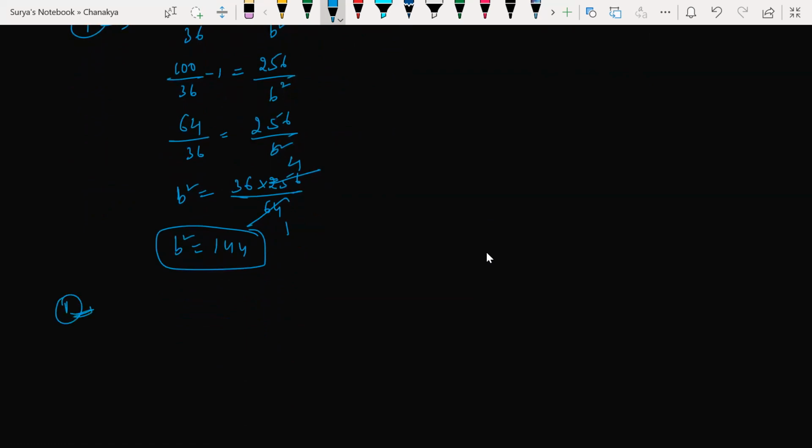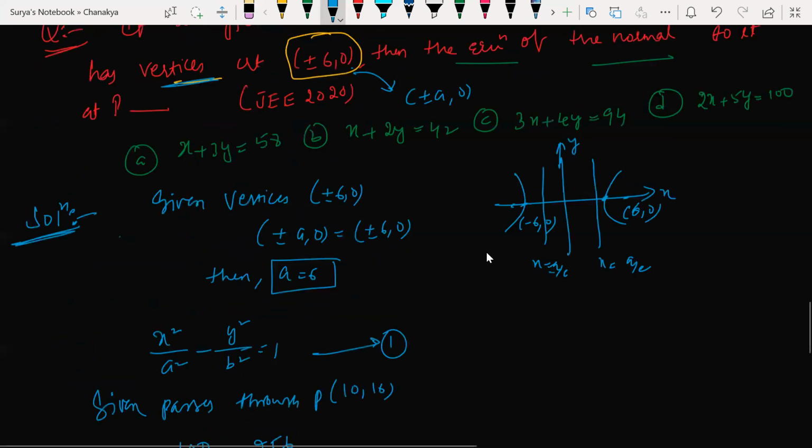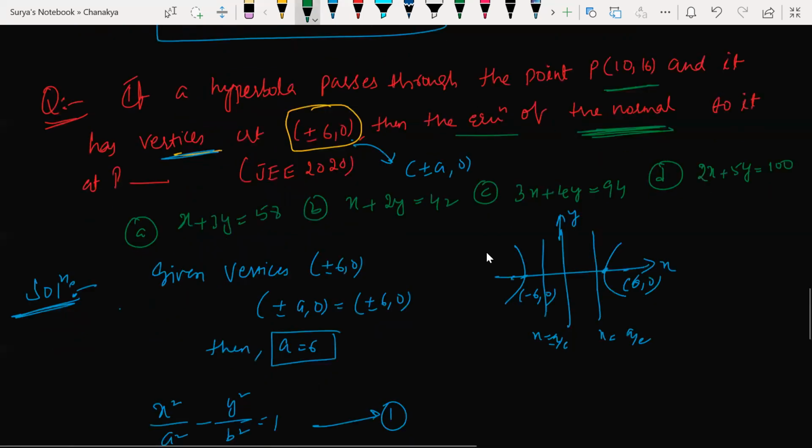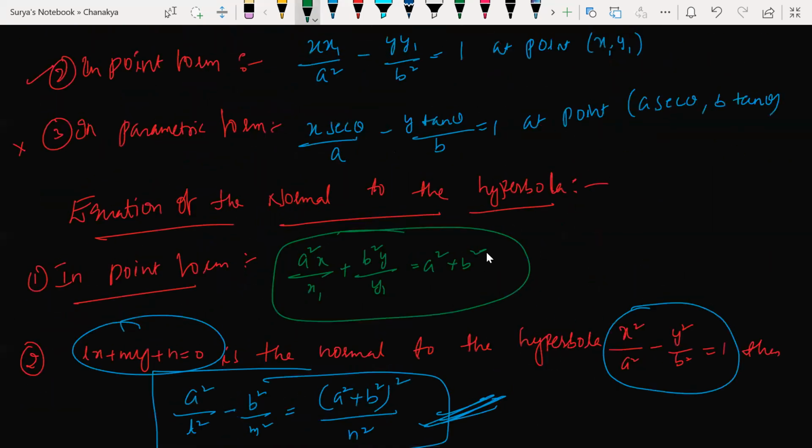So from the first equation, now a square by x square by a square was 6. So a square, I mean a value was 6, a square becomes 36. So y square by b square 144 is equal to 1. So what is he asking us to do? He is asking us to find what? Equation of the normal. Beta, look what he is asking. Equation of the normal at point P. At point P, equation of the normal, look, point form.